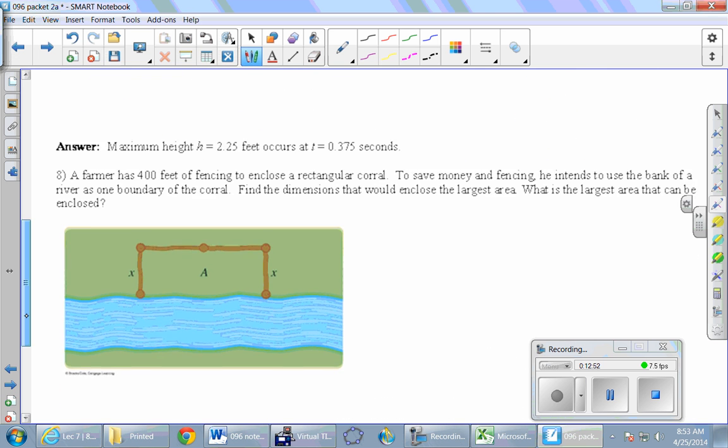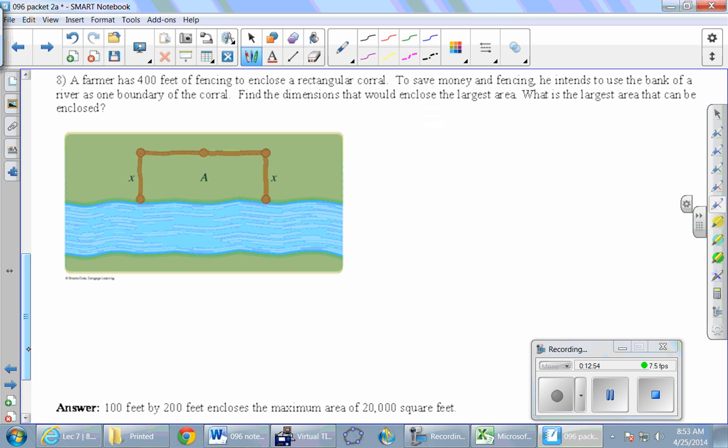Let's take a look at number 8. And we'll go to Boo. Thank you. So here's our picture. So we're going to make this rectangular corral here, and we're going to use one side as a river. Presumably the animals we are corralling can't cross the stream, otherwise the fence is kind of useless. And we have 400 feet of fencing altogether.